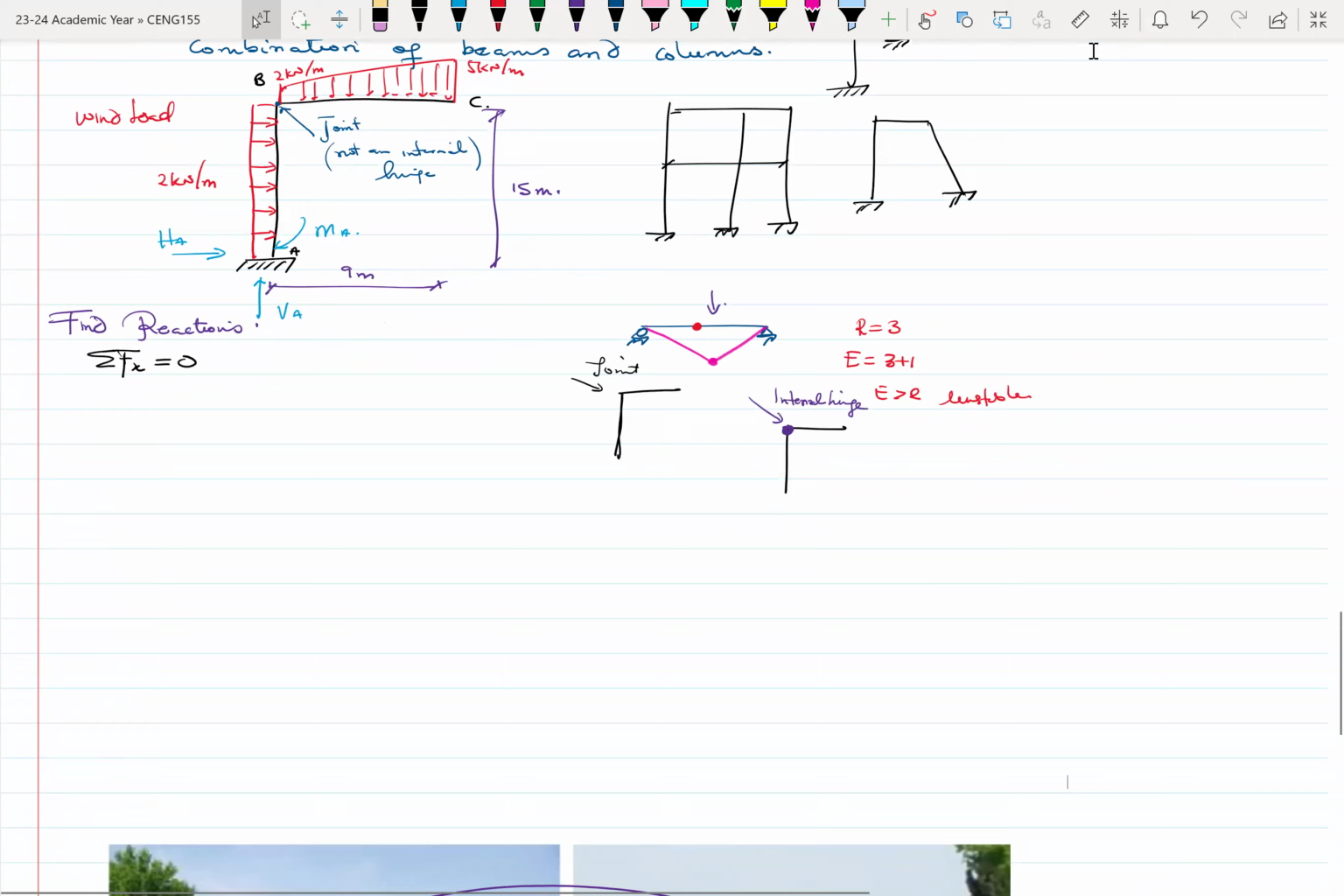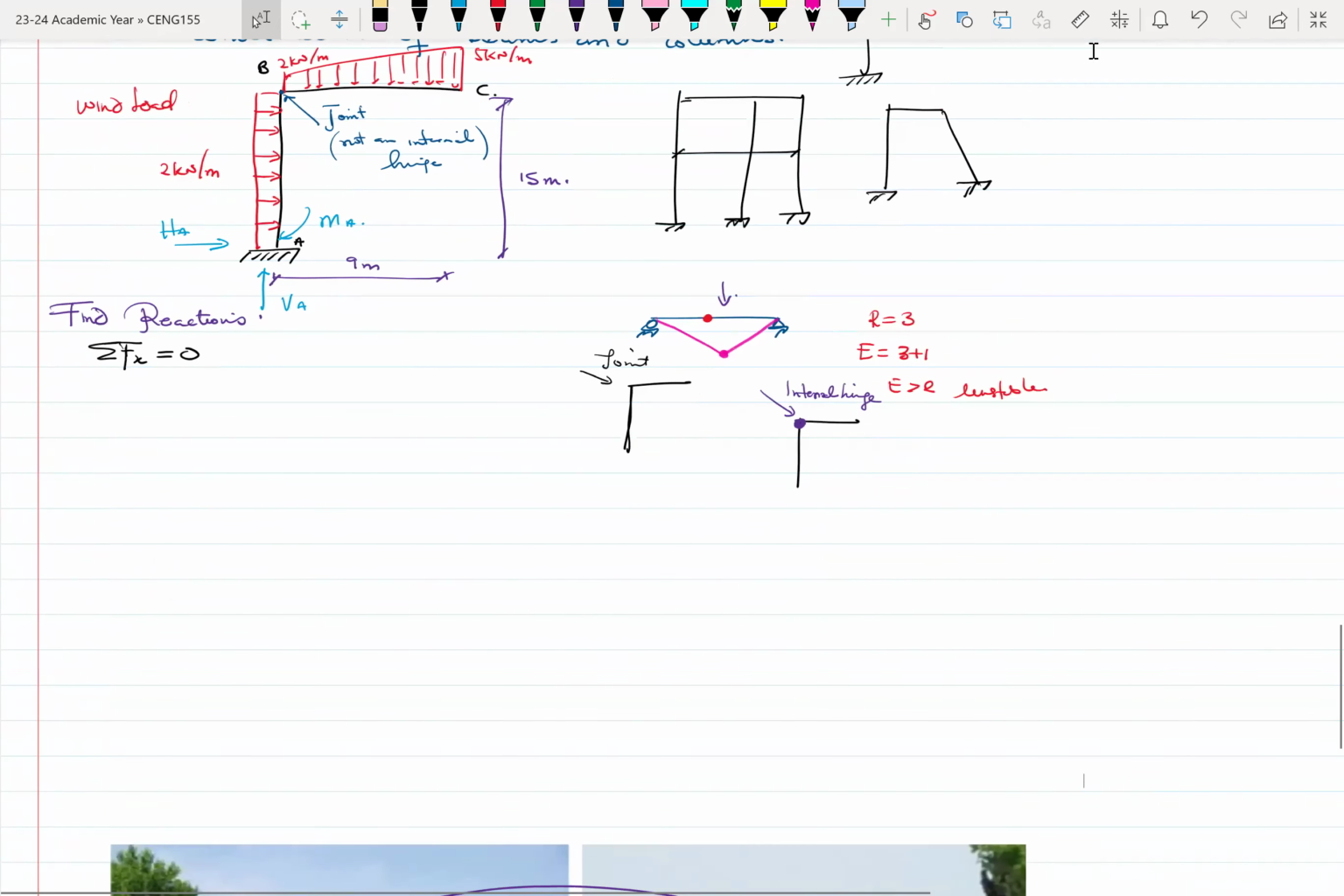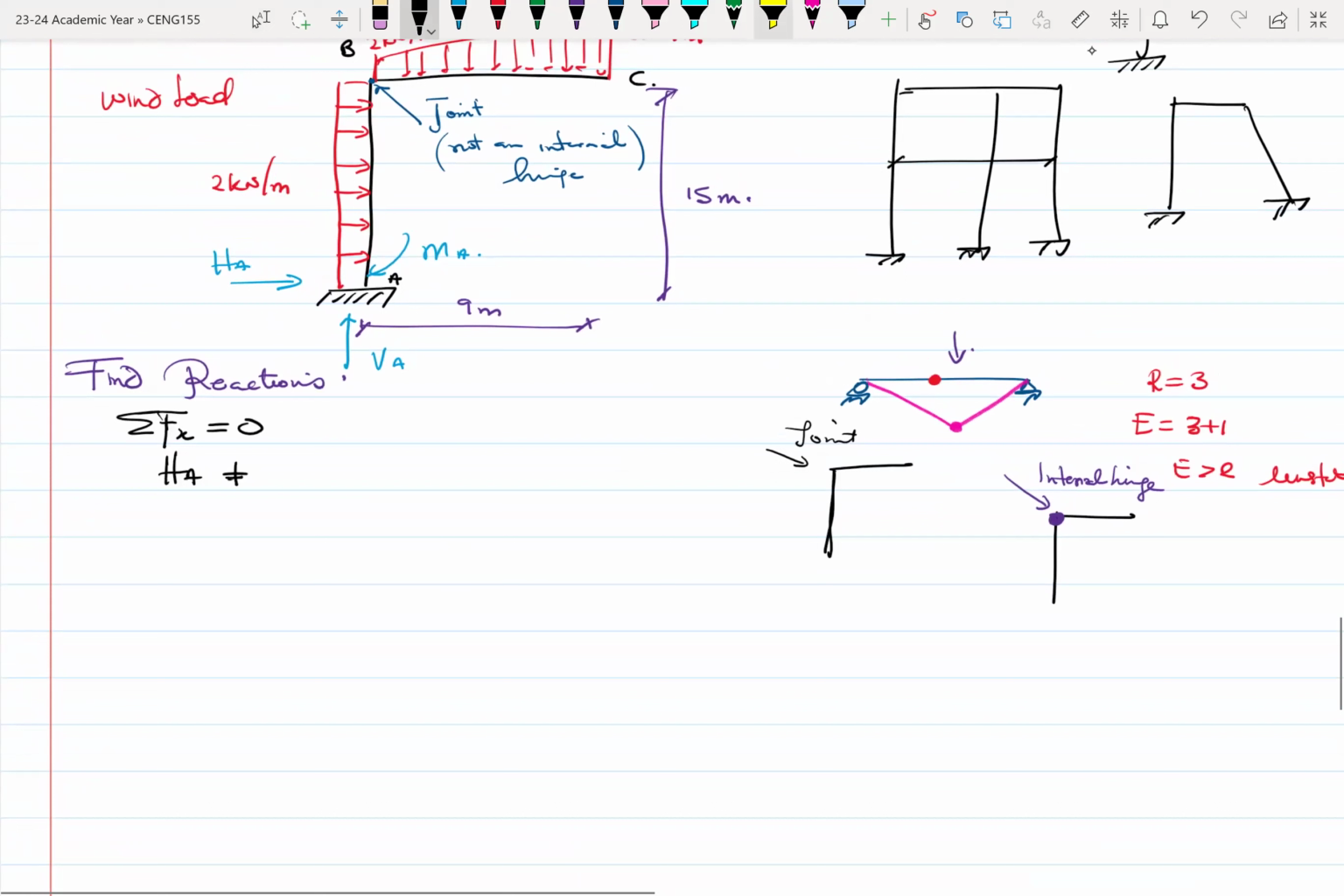All right. So if I sum all horizontal forces, then it means that our HA here plus this load here is horizontal. Okay. So convert this UDL into a point horizontal load. All right. So it becomes HA plus 2 times 15. Okay. Then put it to 2 kilonewtons per meter times 15 meters equals 0. All right. So this means that HA will be equal to minus 30 kilonewtons.